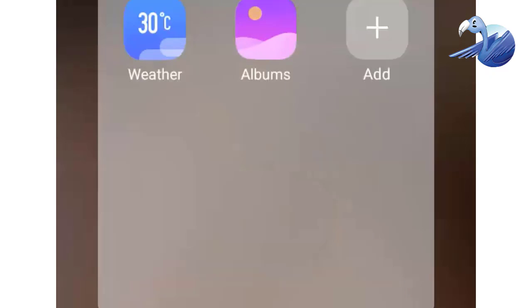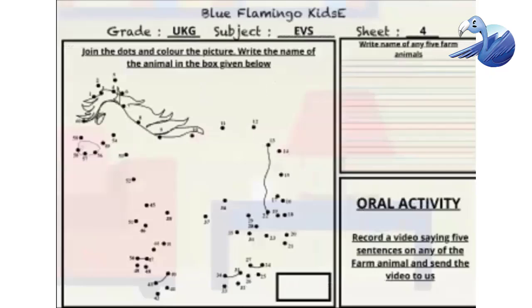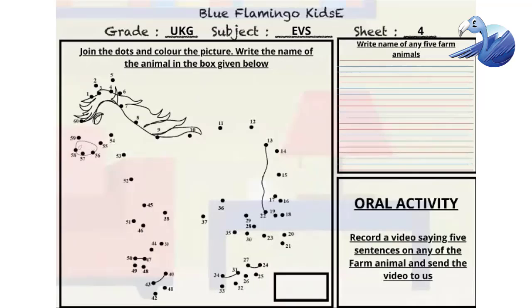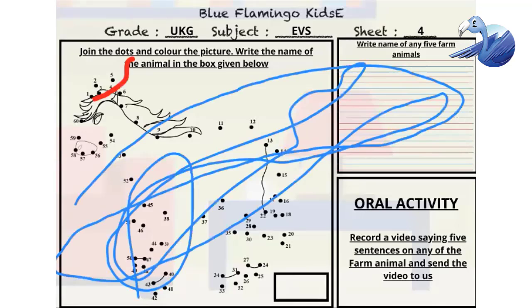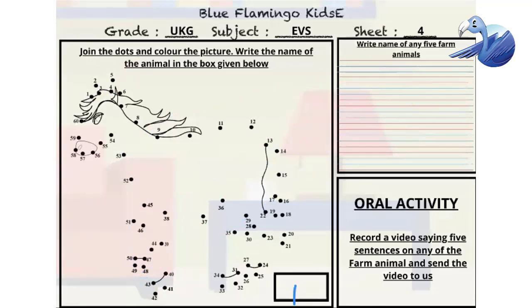Okay. Next worksheet from EVS. It's from EVS. So you have to write all the numbers. Firstly, join all the dots, and color the picture and write the name of the animal in the box. So firstly, we will join the dots.